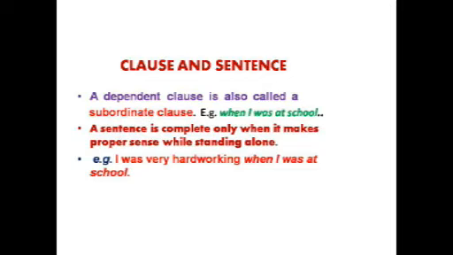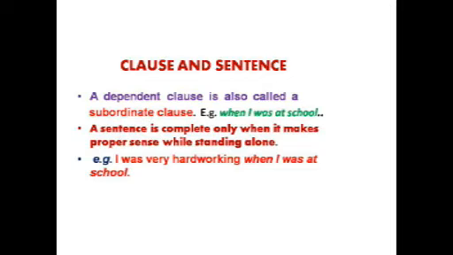Just like we have seen earlier, a dependent clause is, for example, when I was at school. That doesn't give us any complete sense. We don't know what exactly is the meaning of that sentence. A sentence is complete only when it makes proper sense while standing alone. So, if it has to be a sentence, it has to give you a complete sense, and it also should be able to stand alone without depending on another clause.